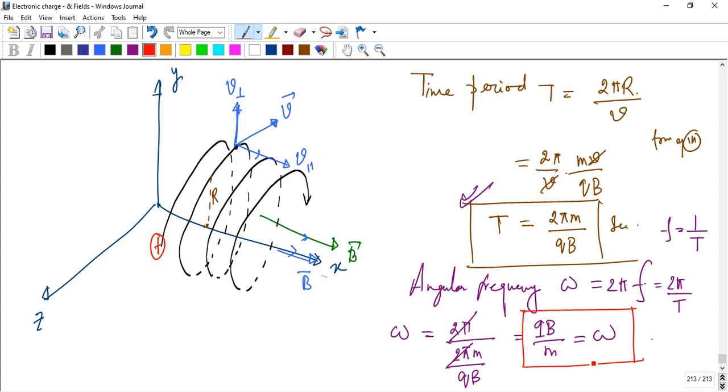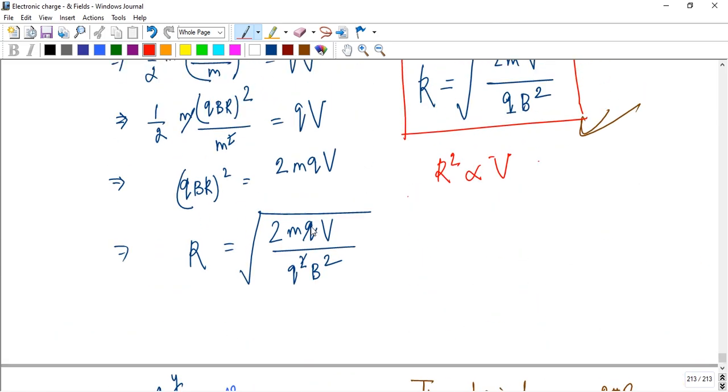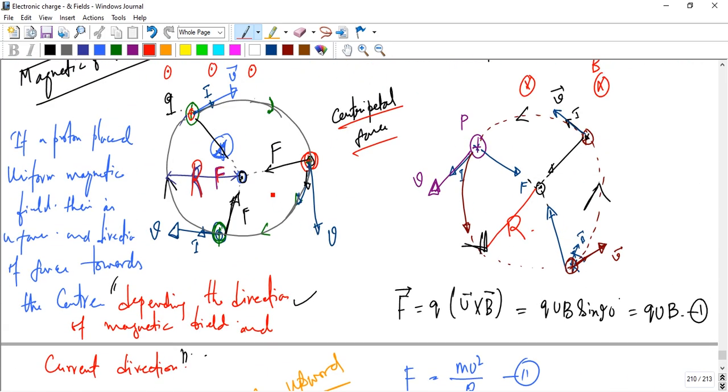That's very important, how to find the angular frequency, because the charged particle rotates in a helical structure. The charged particle actually looks like a helical motion. In the previous class we drew the front view. That's the front view.